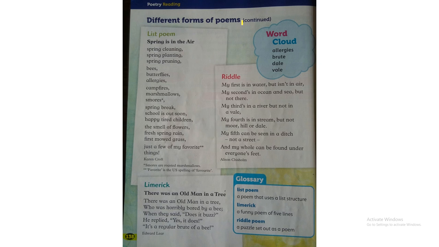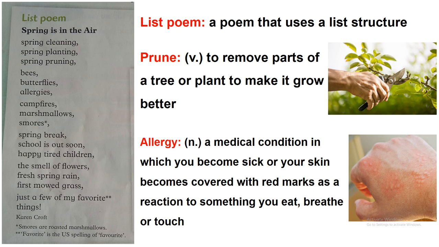We have the title here, different forms of poems, and I mentioned before, form means type. Let's start with the first type, which is the list poem. First of all, what is the meaning of list poem? List poem means a poem that uses a list structure, as if I'm writing a list. If I want to buy many things from the supermarket, I will write a list. The same is here, okay? And I have here many comments.